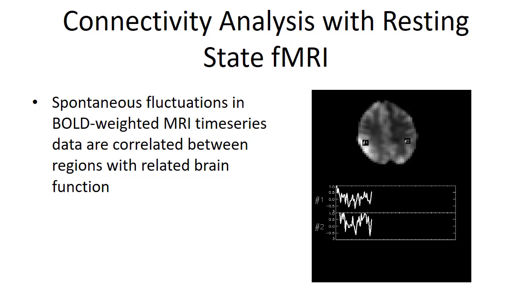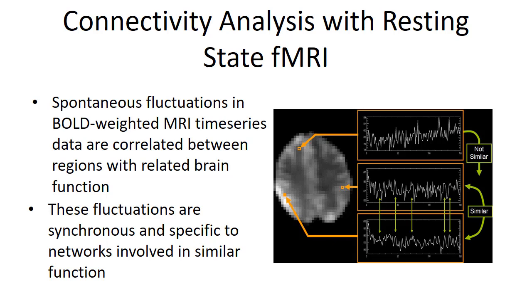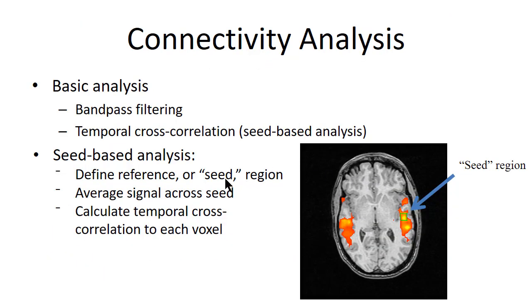Okay. So, as most of you, I think, know, it's been observed that spontaneous fluctuations in BOLD-weighted MRI time series data are highly correlated between regions with related brain function. A very important aspect of this observation is that there's a high degree of specificity. The correlations are highly correlated between regions that are functionally connected, as shown here in the motor cortices, but regions that aren't functionally coordinated do not show this degree of similarity. So this makes this useful as a way to look at functional networks in the brain.